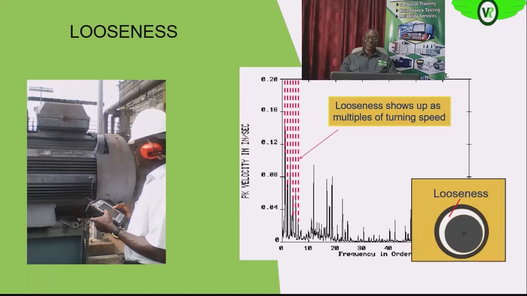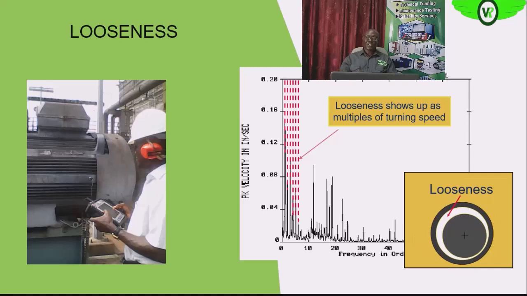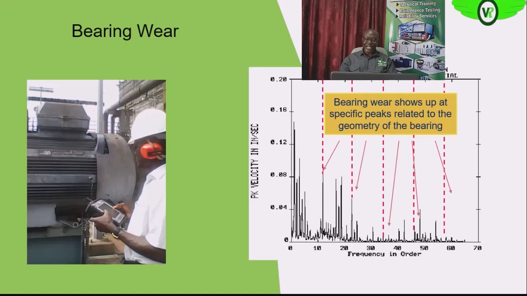When you have looseness, you will see it as multiple peaks, at multiple frequencies. So when you have different and so many peaks on the spectrum, that clearly shows you that what you are looking at is looseness. This could be taken care of by just tightening the hold down bolts and whatever bolts are holding whatever part of the equipment. Are we getting it? So that's looseness.